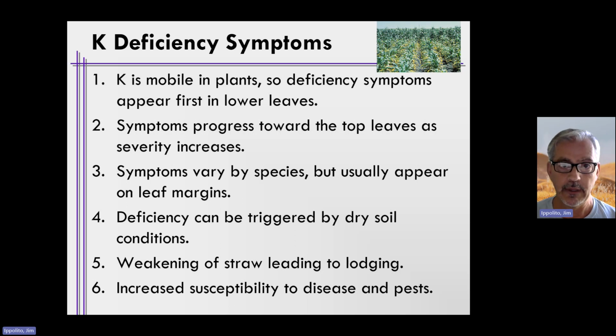So first of all, you should know that potassium is mobile in plants. And so what does that mean? That means that potassium is translocated from older leaves to newer leaves. And so where do we see a deficiency with respect to potassium? The deficiency symptoms appear first in the lower leaves. So this is key for diagnosing a potassium deficiency.